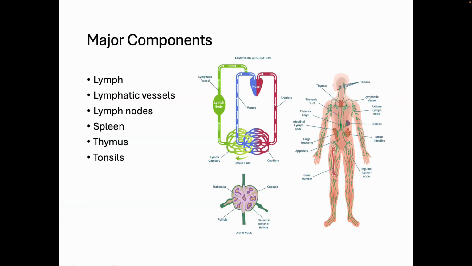The components. Lymph, the fluid we'll talk about, right? Lymphatic vessels, nodes, the spleen, the thymus, and tonsils are all part of the lymphatic system.